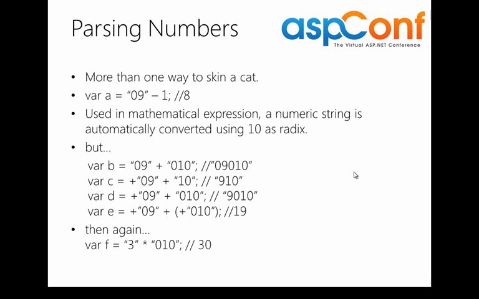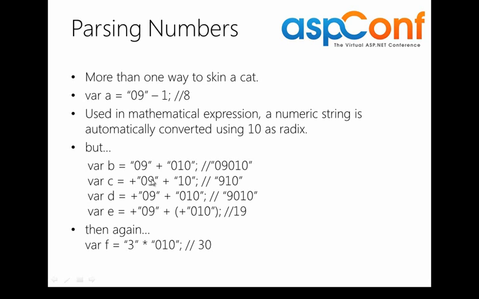There are other ways of converting strings to numbers. One is to use the string in a mathematical expression. So if you do var a equals string "09" minus numeric 1, you will actually get 8. It will see that it's being used in a mathematical expression, convert it to a number, and then subtract 1 from it. But if you're adding 2 strings, you get a concatenated string. So if you add string "09" with string "010", you will get "09010".